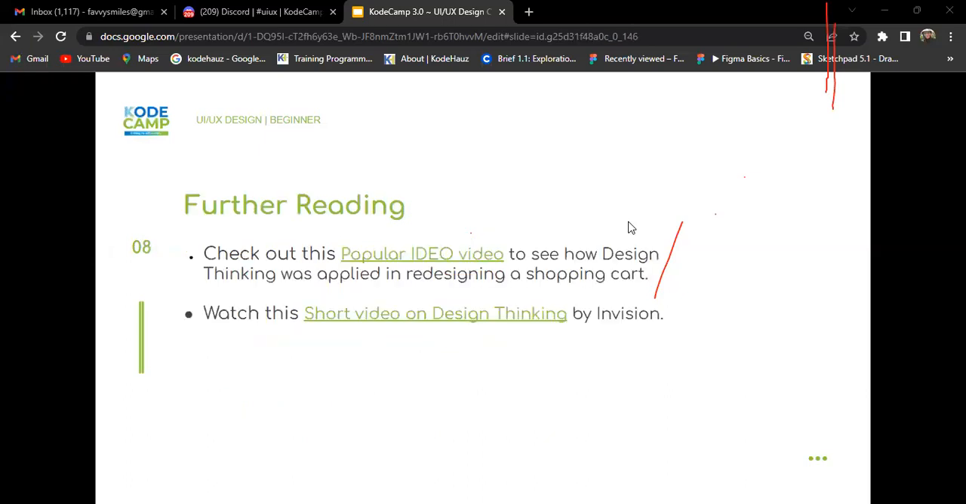Next up, we have further reading. I think I mentioned that this class is going to be very short. We have further reading. This is some links that I came up with that you should check out. Is this popular IDEO video to see how design thinking was applied in redesigning a shopping cart. So you should check that out. And also watch this short video on design thinking by InVision.